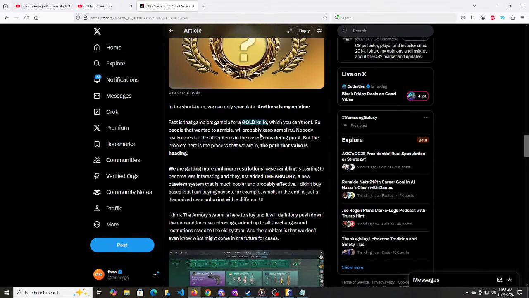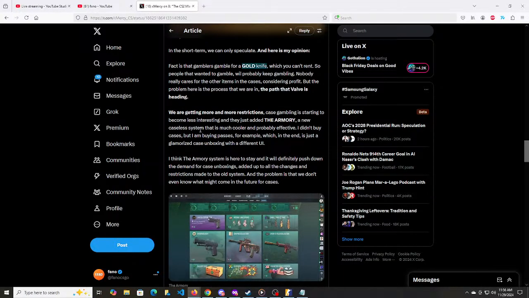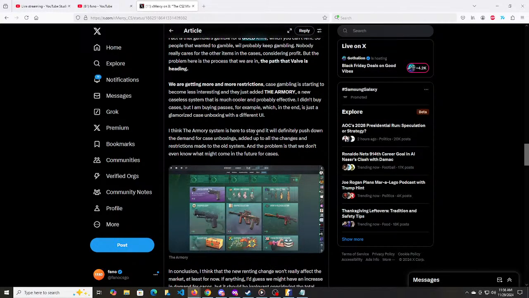Fair enough. But the problem here is the process that we are in, the path that Valve is heading in. We are getting more and more restrictions. Case gambling is starting to become less interesting. And they just added the armory, a new caseless system, that is much cooler and probably effective. I didn't buy cases, but I am buying passes, for example, which in the end is just a glamorized case unboxing with a different UI. I think the armory system is here to stay, and it will definitely push down the demand for case unboxings. Added up to all the changes and restrictions made to the old system. And the problem is that we don't even know what might come in the future for cases.